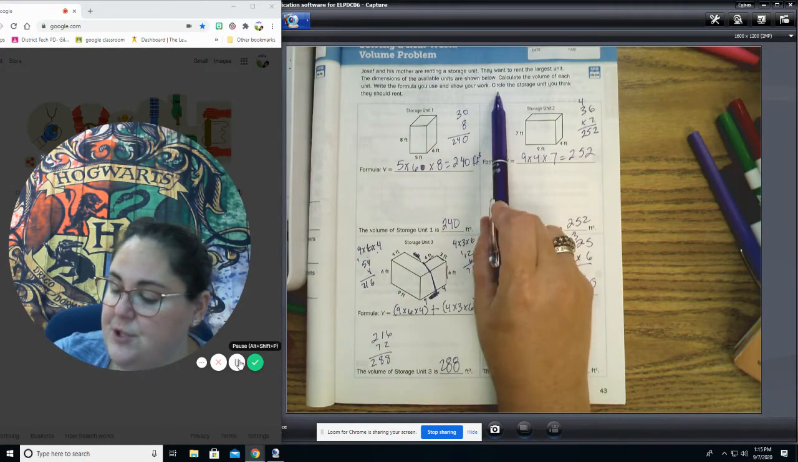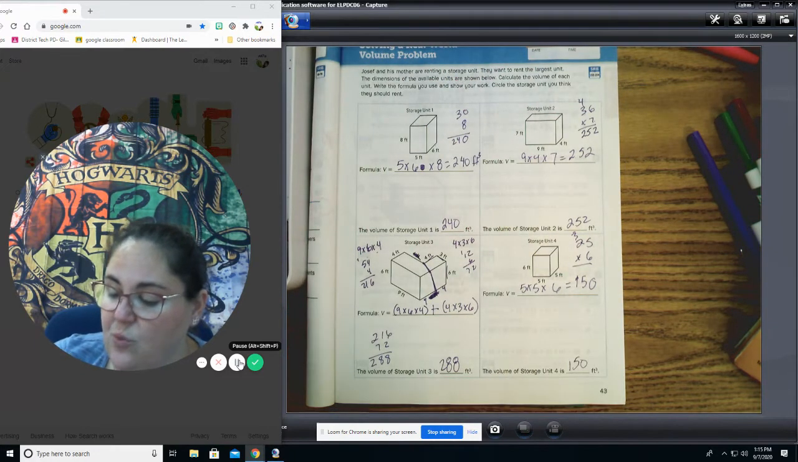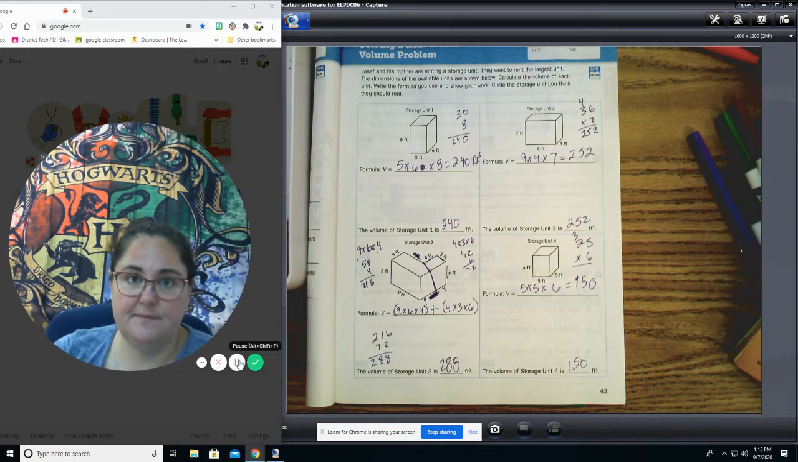Done. Circle the storage unit you think they should rent. So which one do you think they should rent? Which one has more space?